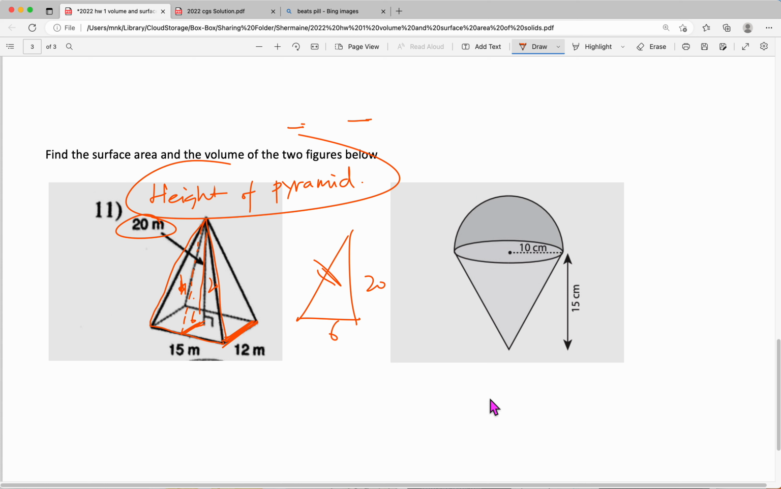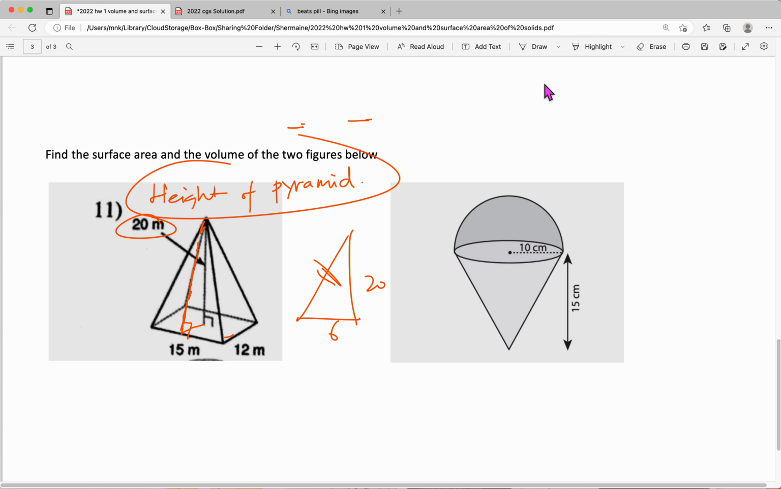20 square, plus the 6 square, equals C square. Then 400 plus 36. Then you square root. So what's the answer? 20.9. So that will be this, right? Let me choose a different color. So that's the height, this one. The height of the front.